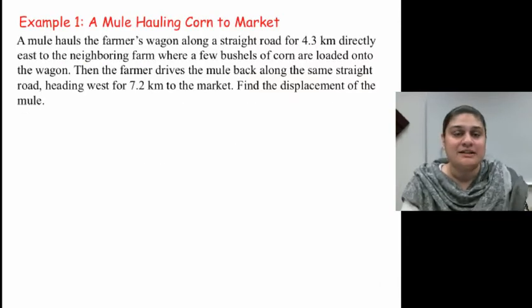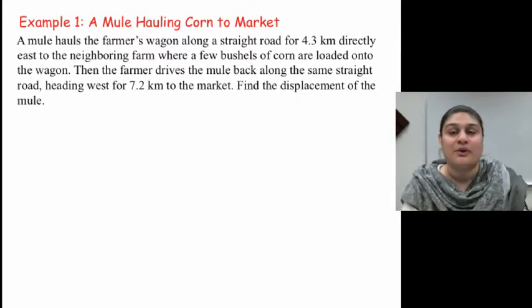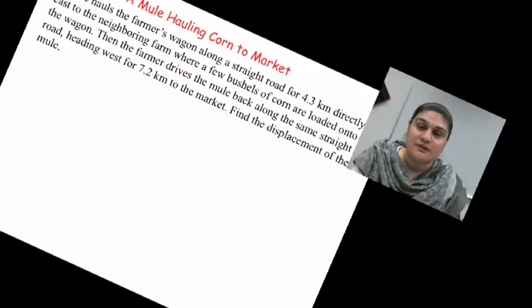So now let's look at an example. A mule hauling corn to the market. A mule hauls a farmer's wagon across a straight road for 4.3 kilometers directly east to a neighboring farm where a few bushels of corn are loaded onto the wagon. Then the farmer drives the mule back along the same straight road, heading west for 7.2 kilometers to the market. Find the displacement of the mule.